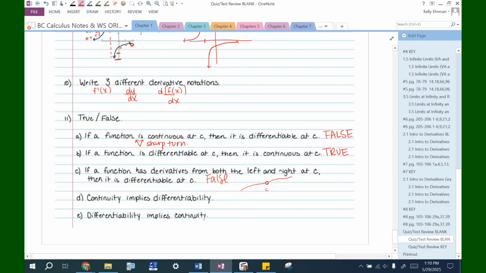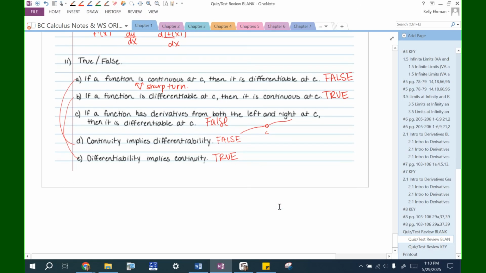Continuity implies differentiability. That's the same thing as A. That's false. But B is the same thing as E. Differentiability implies continuity. That's true. There's no way you can have a derivative if the function isn't first continuous at that point.